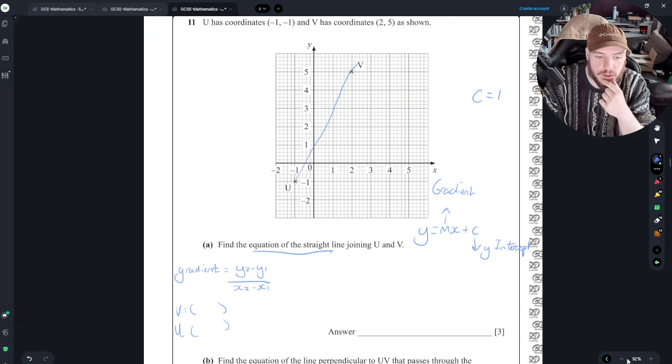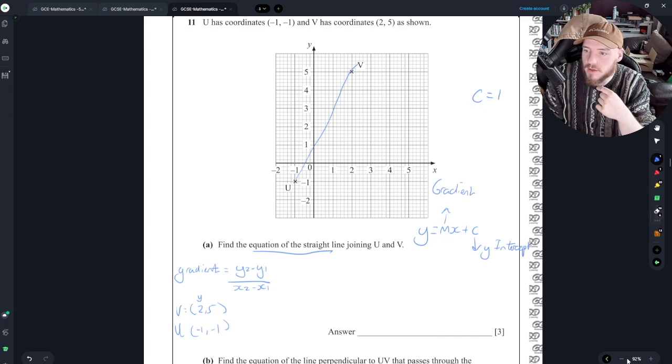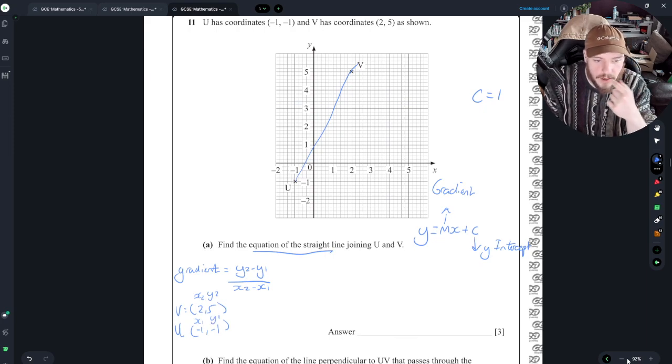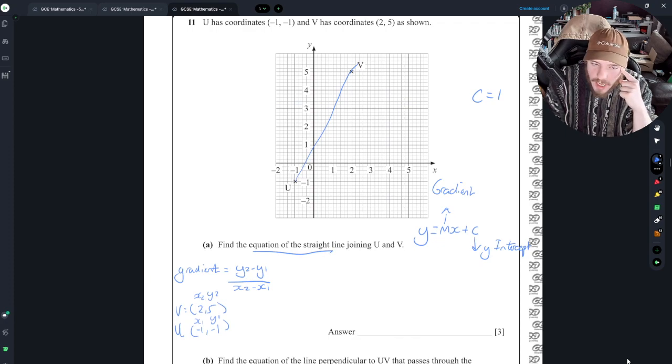My V is (2, 5), and my U is (-1, 1). I'm just going to choose this to be my x2 and y2. Again, me being preemptive, I wrote y on top of the x. So x2, y2, and this would be x1, y1. Your first value in these coordinates is always your x. Your second is always your y.